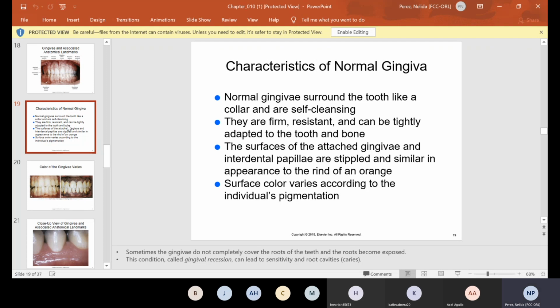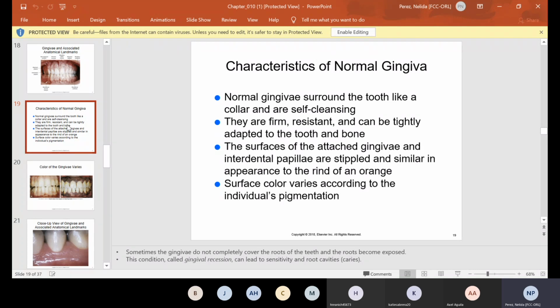All right. So characteristics of normal gingiva. When you get a chance after lecture, please look at your gums, okay? You want to make sure that normal gums or gingiva surround the tooth like a collar and are self-cleansing. They are firm, resistant, and can be tightly adapted to the tooth and bone.